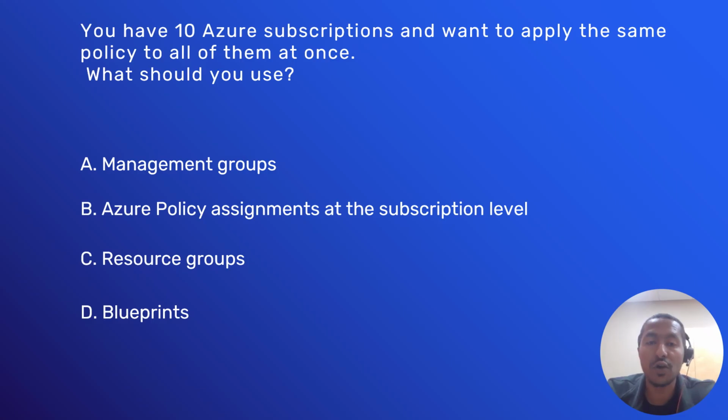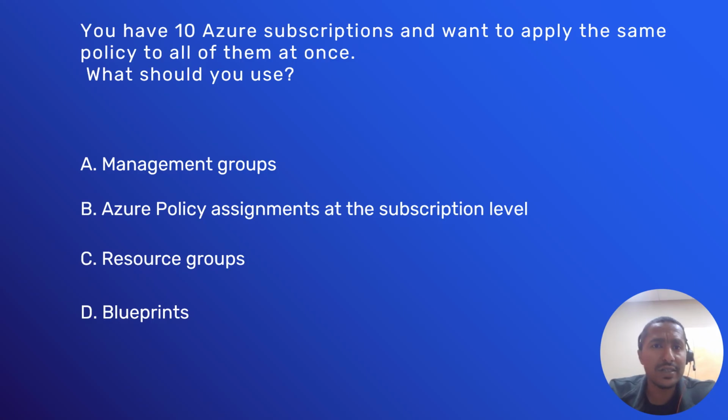Option C, resource group. A resource group exists inside a subscription, so it is too low in the hierarchy for this task, and you would need to assign the policy in each subscription, then in each resource group, and that's way too much overhead.